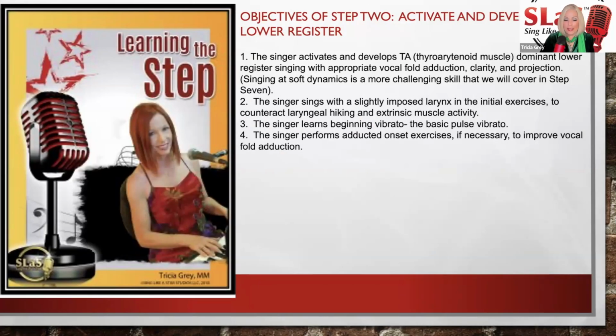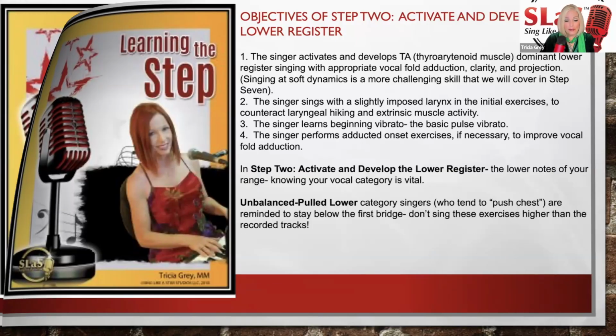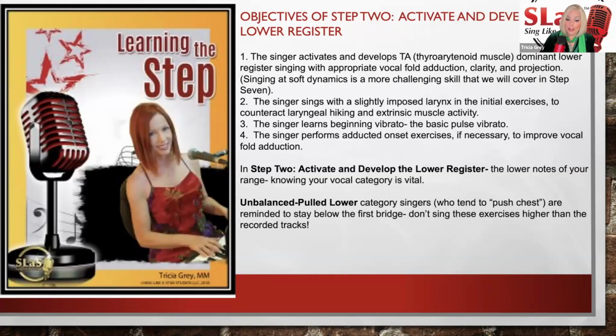Number 4, the singer performs adducted onset exercises if necessary to improve vocal fold adduction. In step 2, activate and develop the lower register, which is the lower notes of your range. Knowing your vocal category is vital. The unbalanced pulled lower category singers who tend to push chest are reminded to stay below the first bridge. Don't sing these exercises higher than the recorded tracks.